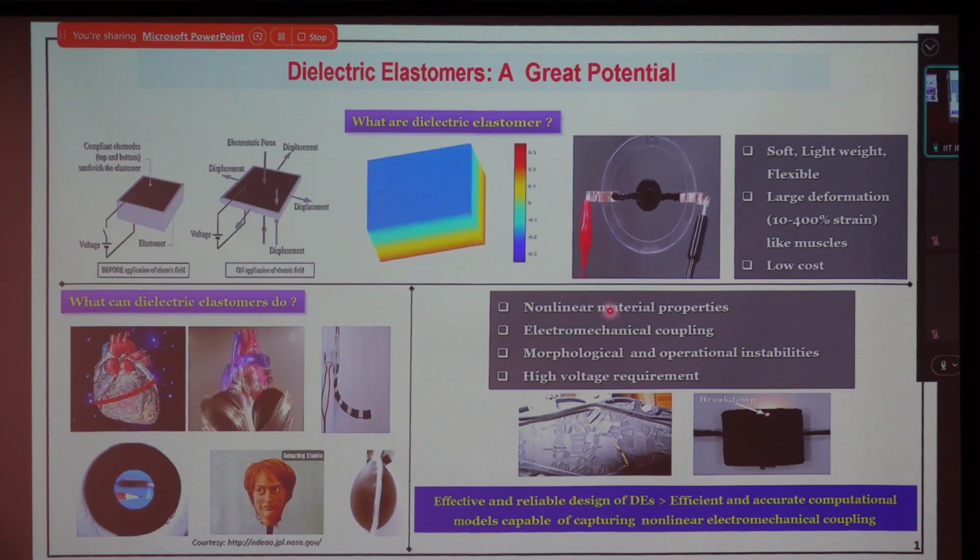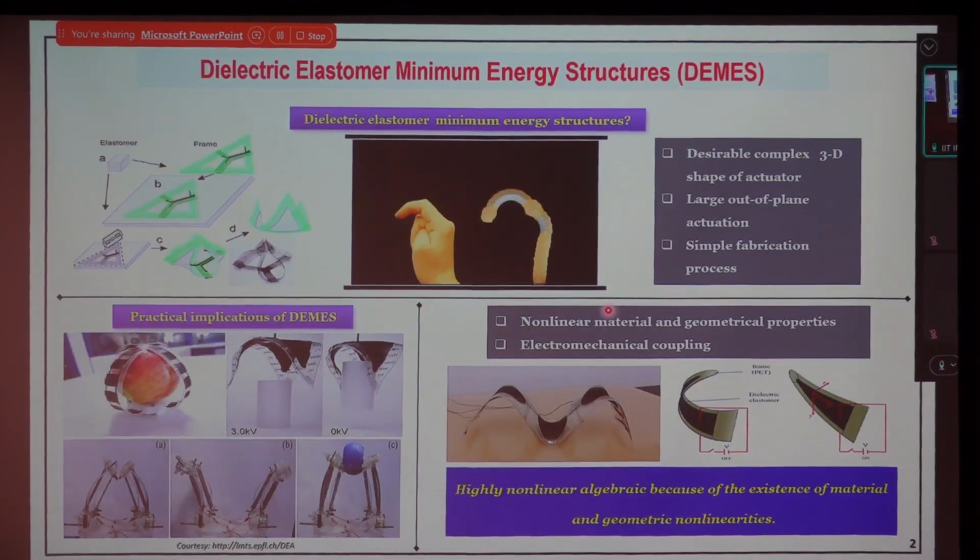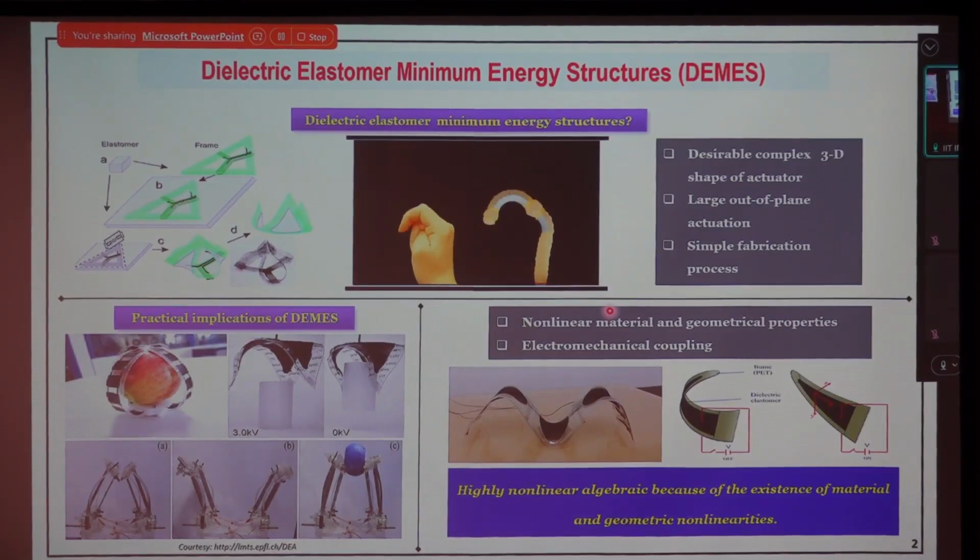And when we implement that for the minimum energy structure, a minimum energy structure is a combination of a dielectric elastomer membrane with a compliant frame. So what is happening? When the combination comes into the picture, definitely when the assembling is being done, geometrical non-linearity also creeps in. You are getting my point?